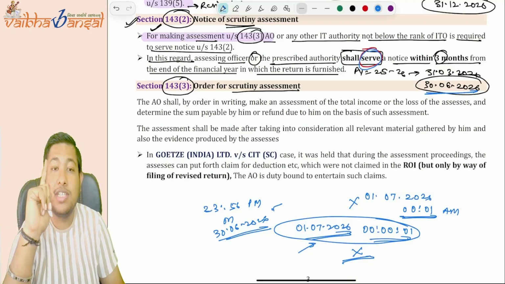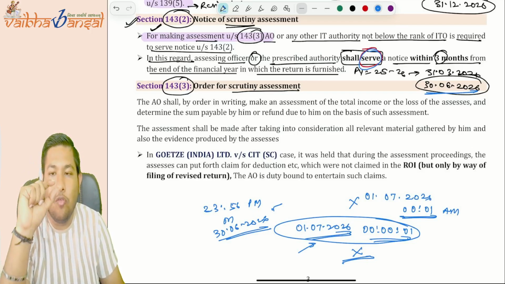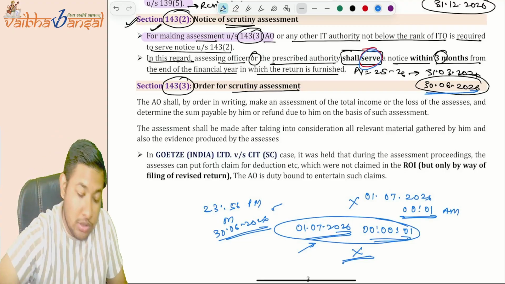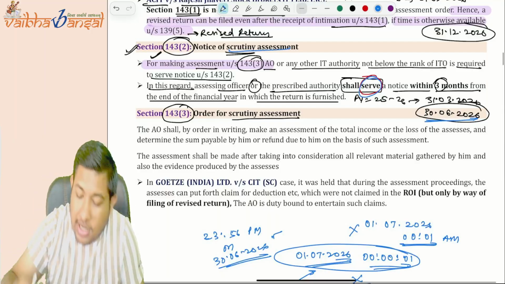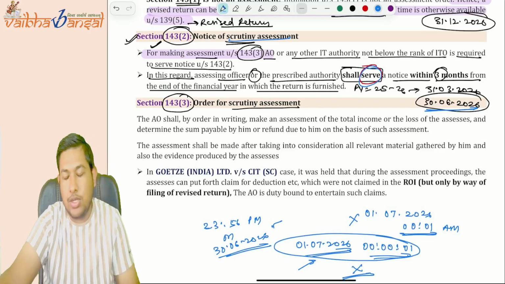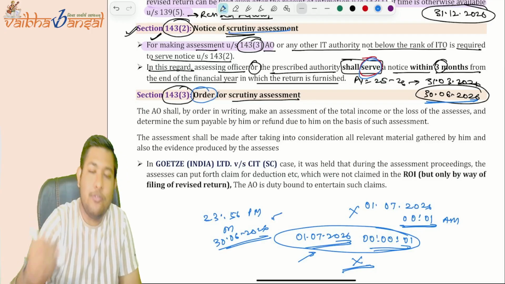Understood or not? There is great importance to the wordings of the law. What the wording says is very important. Now, is the notice of scrutiny assessment understood by you or not? Tell me this. Is the notice of scrutiny assessment clear to you or not? Clear? Yes. The order for scrutiny assessment.